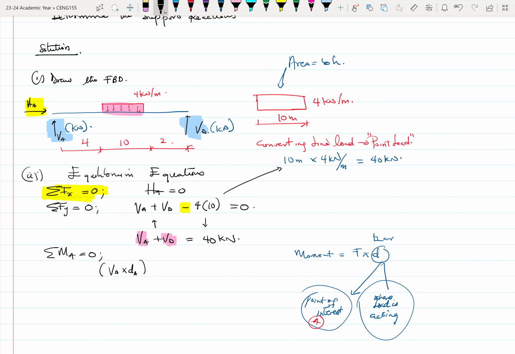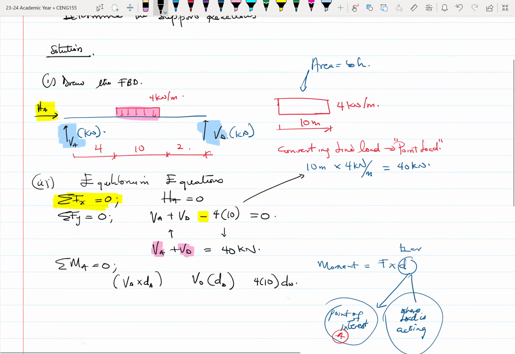Then we have plus or minus VD. For now, I'll not put any pluses over there. They also have VD times, let's say DD. Then we have the UDL, which is the UDL load. And we also need to convert that. So it becomes 4 times 10 times, let's say, DW.